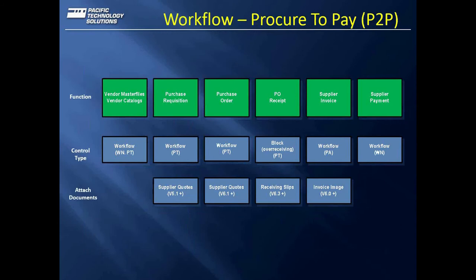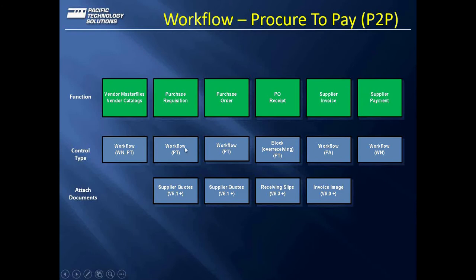Okay, and now this next diagram shows the procure to pay business process. You can see in the 6 green boxes, they're the 6 different parts or steps within the whole process, from setting up a new vendor and vendor catalogues in terms of buying prices, purchase requisitions is the next one, then purchase orders, PO receipts, supplier invoices, supplier payments.